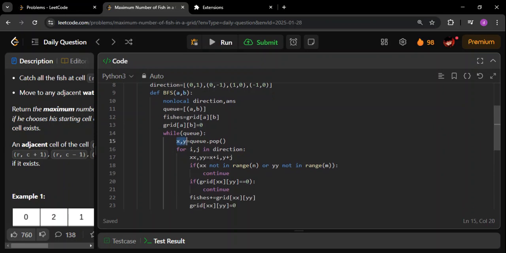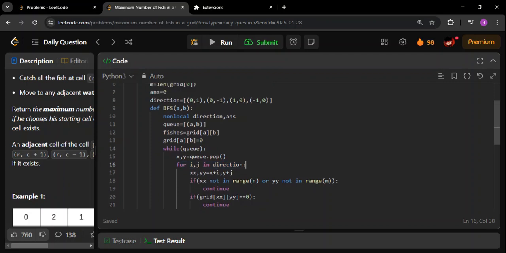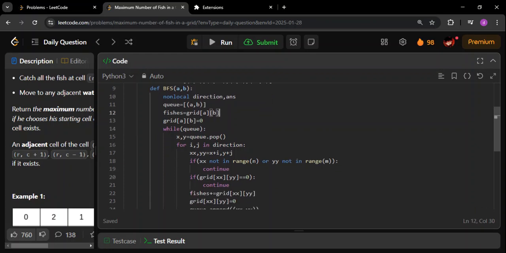Then I'm going to all the neighbors of the current node. How to do that? I will go for i comma j in direction. This is going to be my i, this is going to be my j, and similarly for all these cases. For i comma j in direction, add i to x, add j to y. I will get my double x and double y. This double x and double y is going to be an adjacent cell for my current cell.